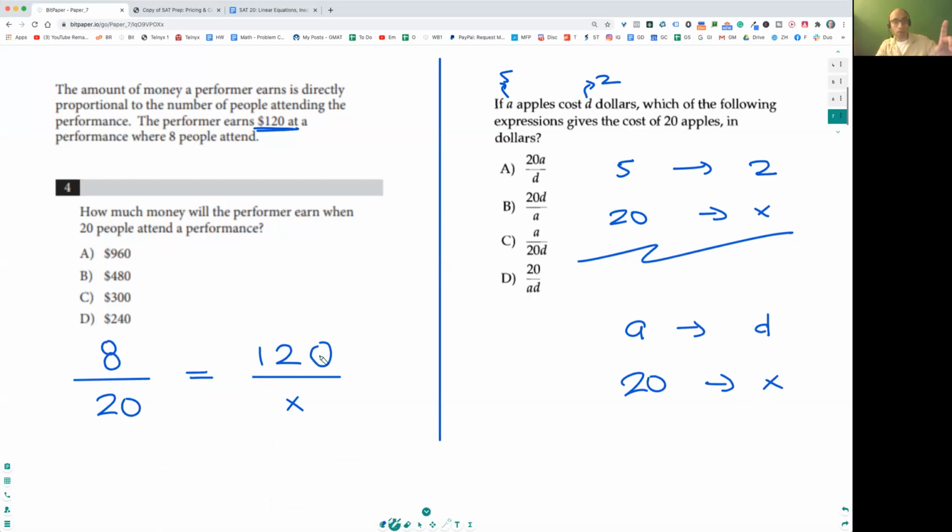So 8 and 120. 8 people attend, you get 120. And so 20 people attend, you get how much? How much is always written as x, right? Now, this is, of course, the ratio. I'm pretty sure you remember it. All you got to do is cross multiply and set the equality. Your 8x is equal to 120 times 20, right?